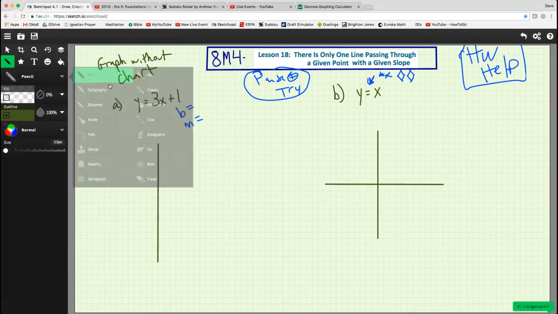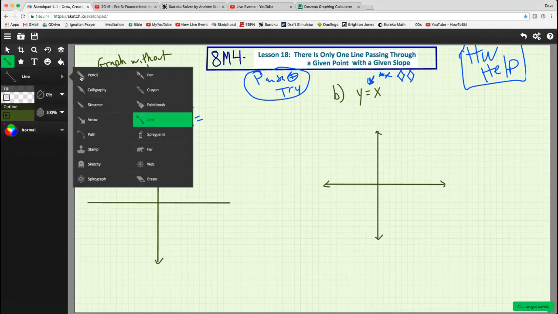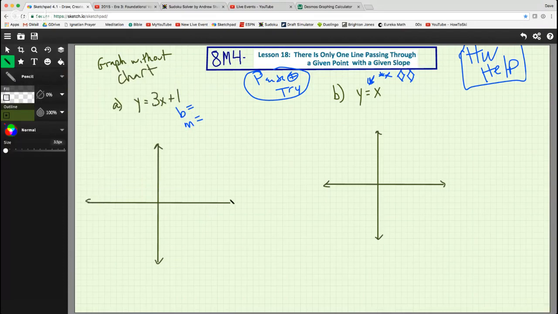All right, now let's go to pencil mode, put our arrows on. Why do we put the arrows on? Uh-oh, I lost my line. Arrows tell us that these things go on forever, infinitely in both directions, and that's an important concept. So these graphs go infinitely up, down, right, and left.